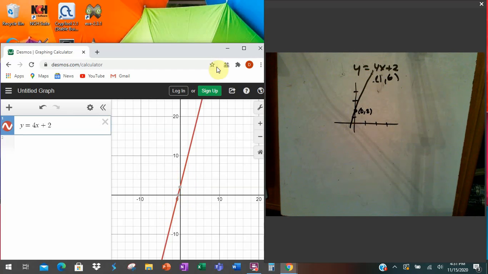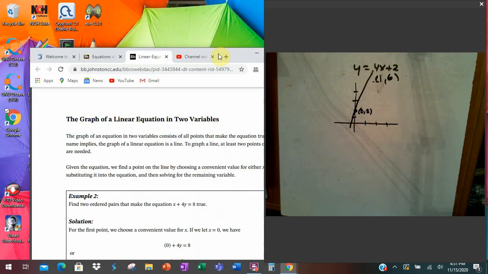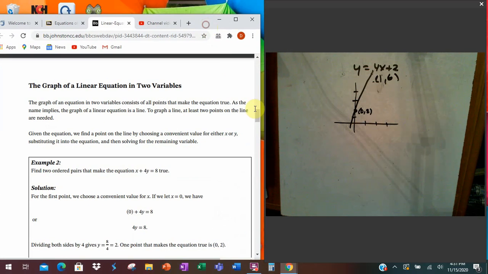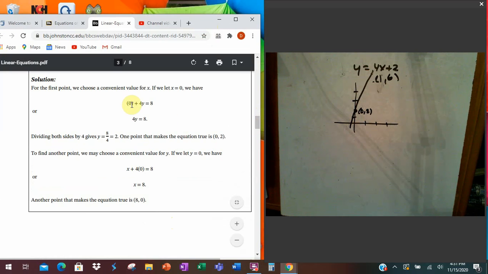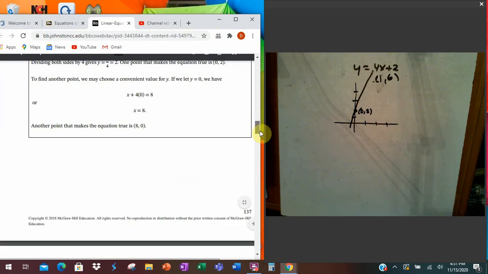But this is a nice graphing utility for that. Bring that back down, go back out. So that's what it means by a solution: that point x, y, whatever those two pairs are, has to make the equation true, if I've got this x plus 4y in that form.